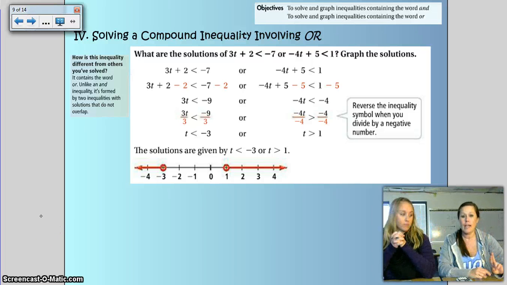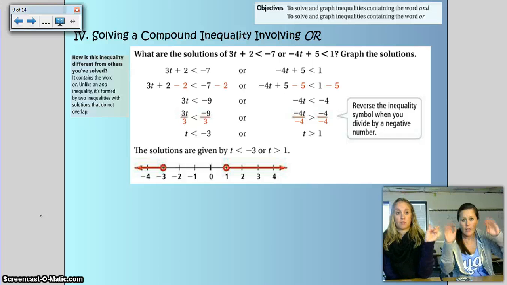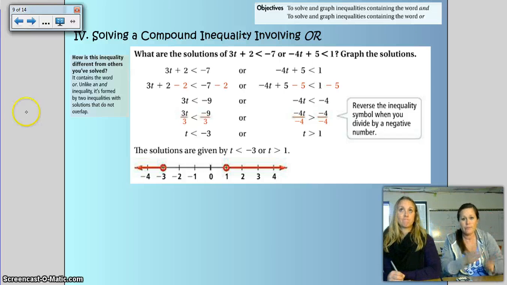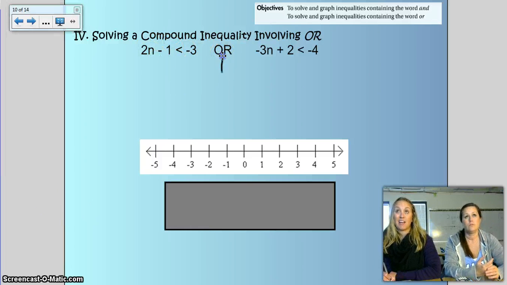Okay, so we've solved an "and," now we're going to solve an "or." All you're doing is, you've got the two inequalities with the word "or" in the middle. You solve them as 2 separate ones, and then you put it on one graph. So here's how this works. So 2 separate problems.